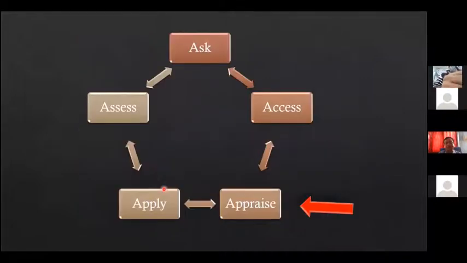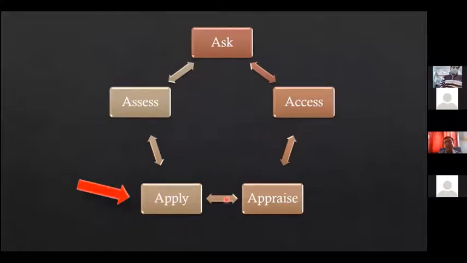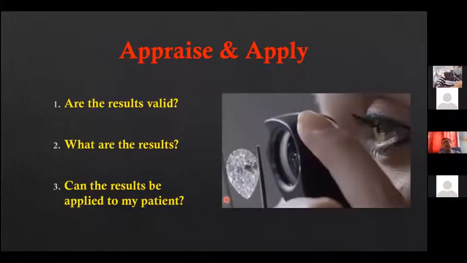Once you get the articles, if that article is a pre-appraised article, that means that article is either a critical summary or the systematic review or the meta-analysis, then you can directly go to the apply. But if the article is a primary article, then you have to appraise that article and then apply in the patient. Now, this appraisal and application of the article should again follow some logical steps. So you should ask these questions. Are the results given in the article valid? What are the results? And can the results be applied to my patient?